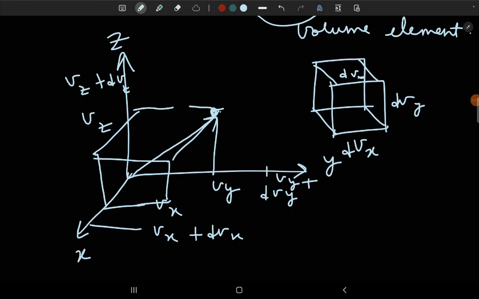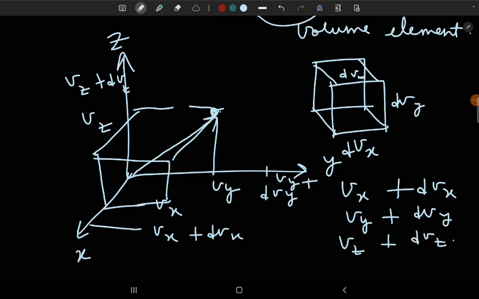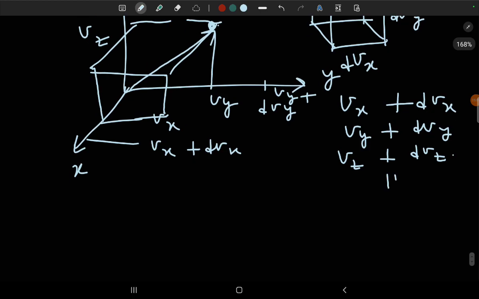This cube having dimensions dvx, dvy and dvz was actually the required range of all the velocity vectors which were in the range vx plus dvx, vy plus dvy, vz plus dvz. And we can translate this entire thing into some c to c plus dc.